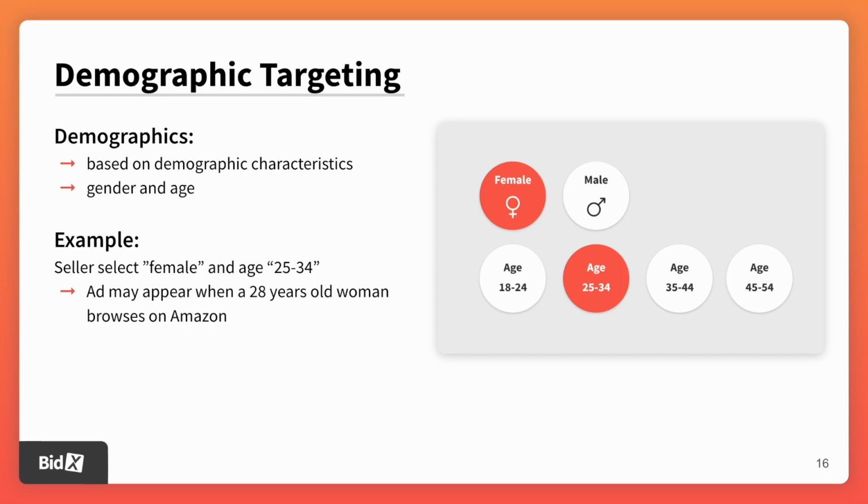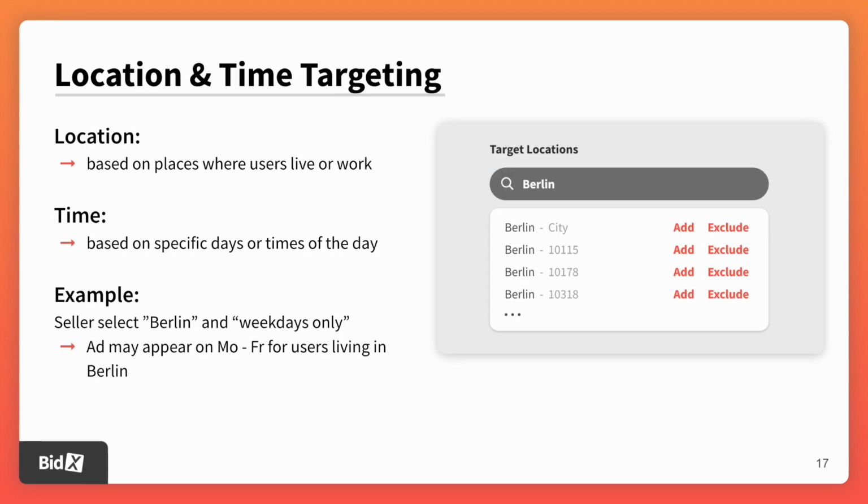Then we have the demographic targeting, which you may already know if you use ads, for example, on Google. Basically, it's based on demographic characteristics such as gender and age. So if you have selected female and age 25 to 34, then your ad may appear when a 28-year-old woman browses on Amazon.